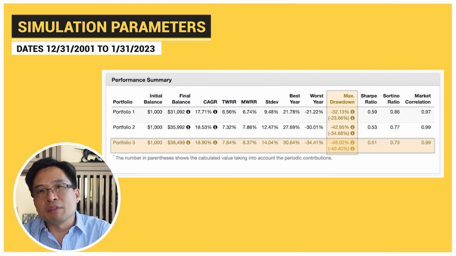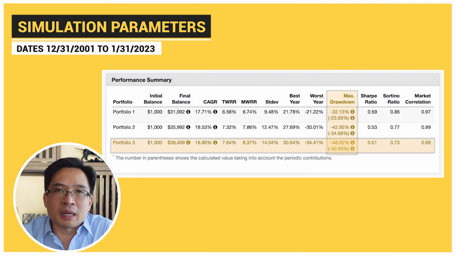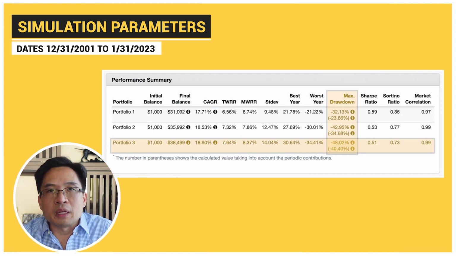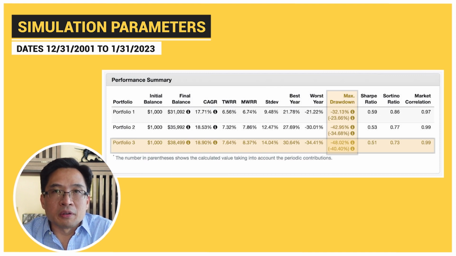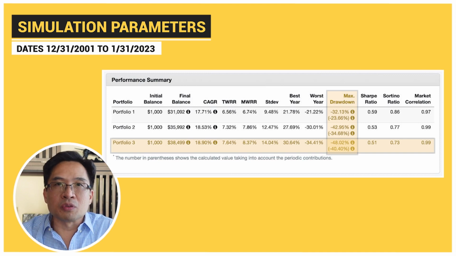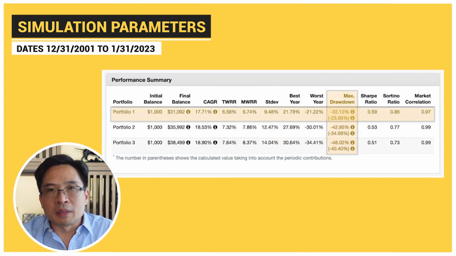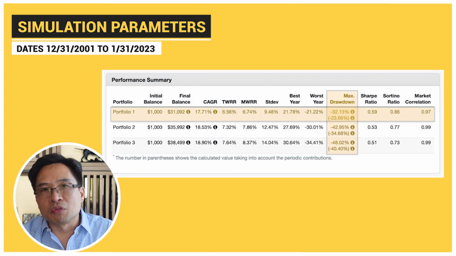This means that if you invested $100,000 in the portfolio, at some point in time, the value of your portfolio would be $52,000, a little more than half its original value. So if you can live with that and be able to continue to be disciplined and buy more every single month, then portfolio 3's allocation could work for you. If you want to have less of a drawdown, then just add more bonds. Look at portfolio number 1. The max drawdown was 32% versus the 48% of portfolio number 3.